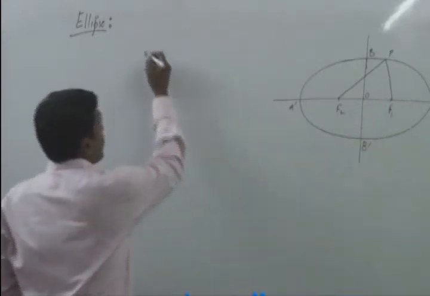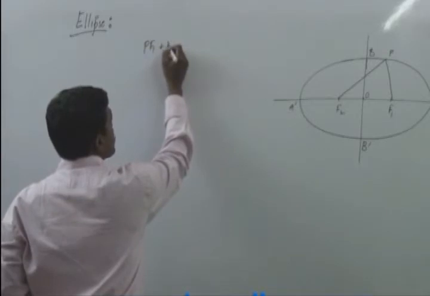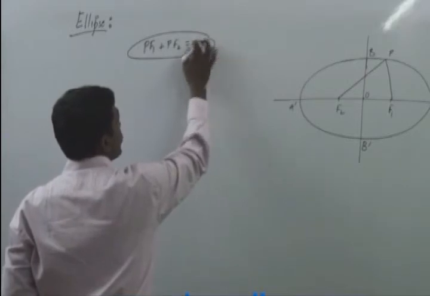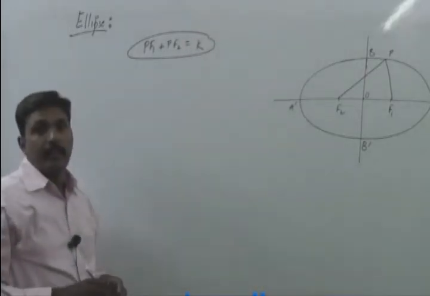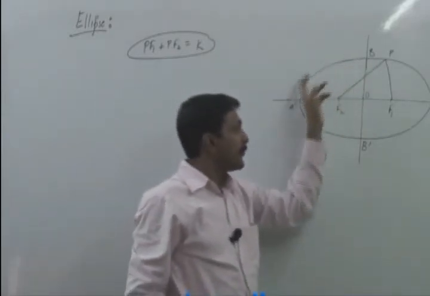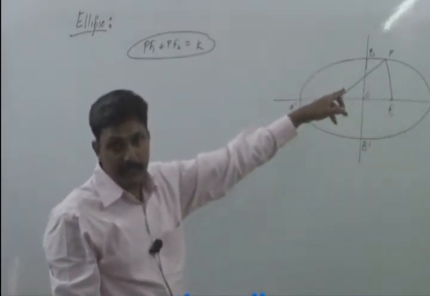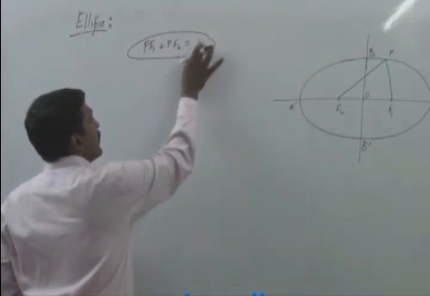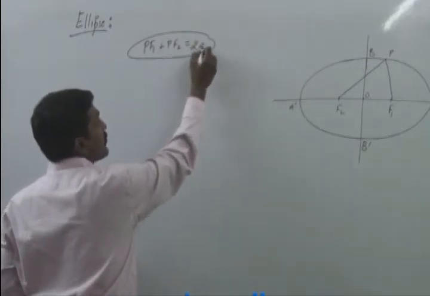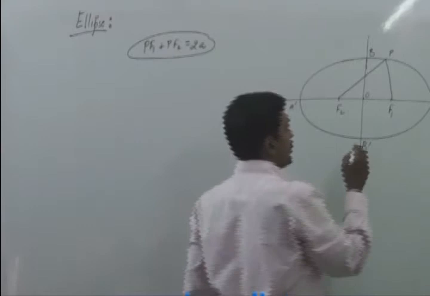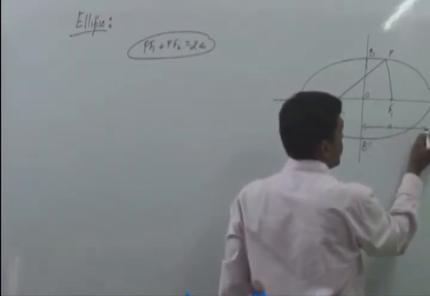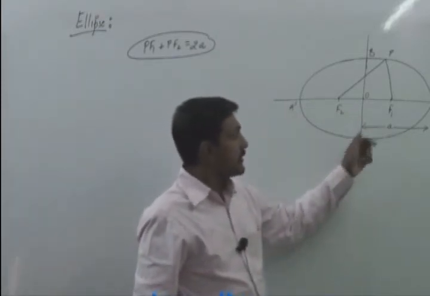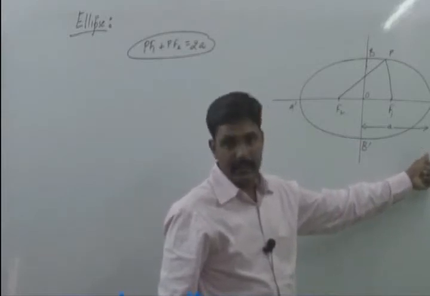Means PF1 plus PF2 is always a constant. Then we say that the figure formed by this P is known as an ellipse. And here the constant is always 2a, where a is the semi-major axis.